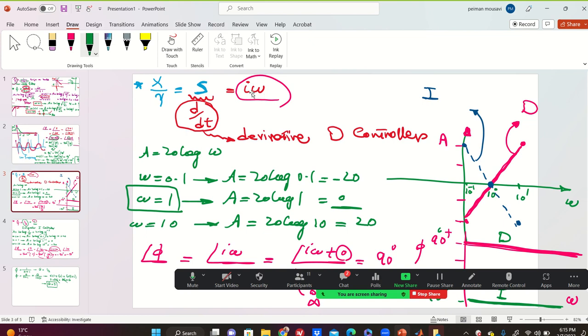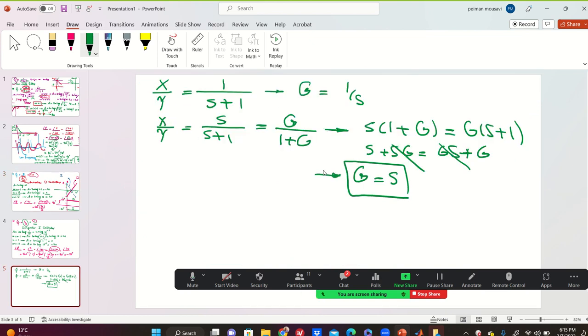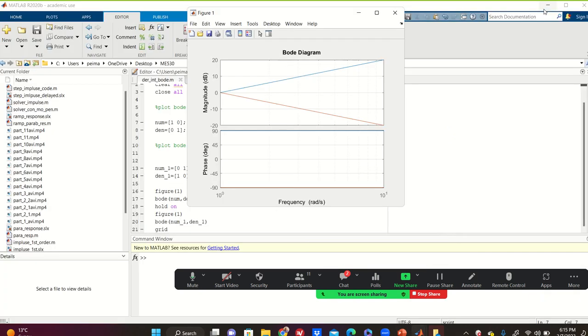So this is the S derivative. Oh, last slide. So that's it. We are done with the Bode of the first order system. For the next class, I'm going to start the second order systems.